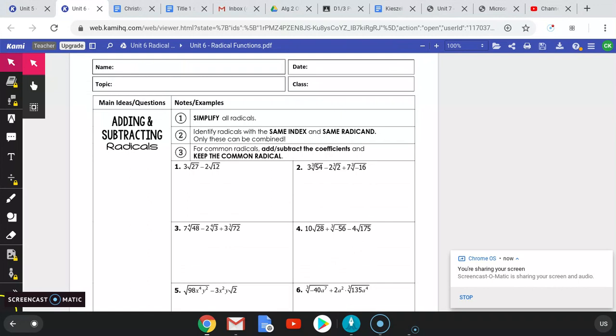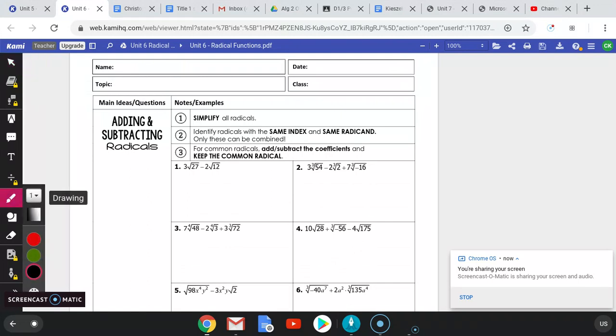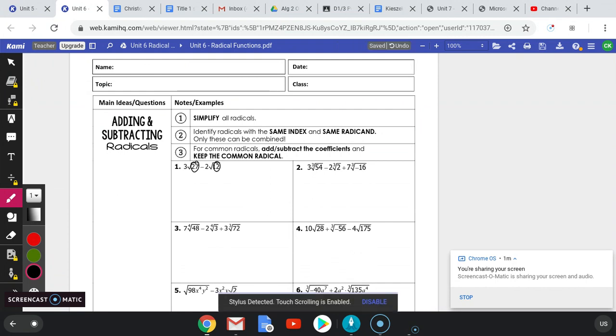So in order to add and subtract radicals, you need to first simplify if possible, if necessary. You want to identify radicals with the same index and the same radicand. So in other words, if you remember from last week, the same index means that there's the same number with that little radical symbol. Same radicand means this number inside the symbol has to be the same. If it's not the same, you cannot combine like terms.